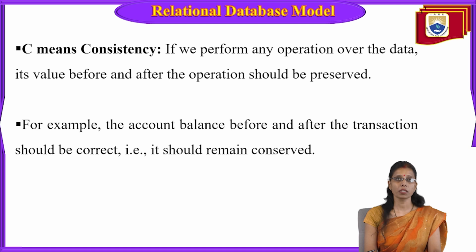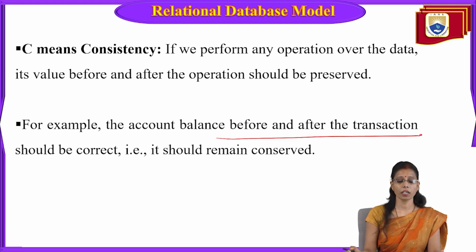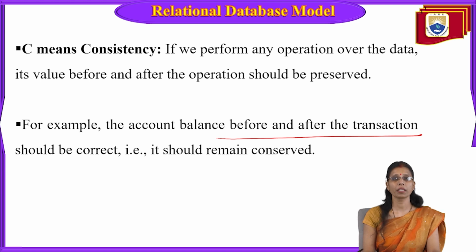So A is atomicity, C is consistency. If we perform any operations over the data, its value before and after the operation should be preserved. For example, the account balance before and after the transaction should be correct, and it should remain conserved.